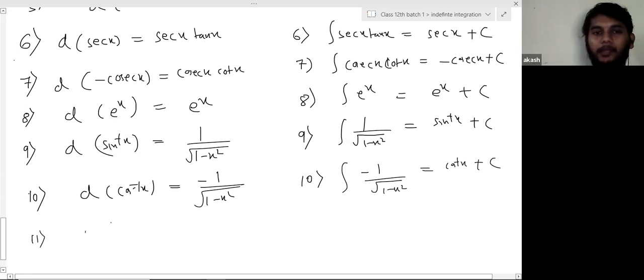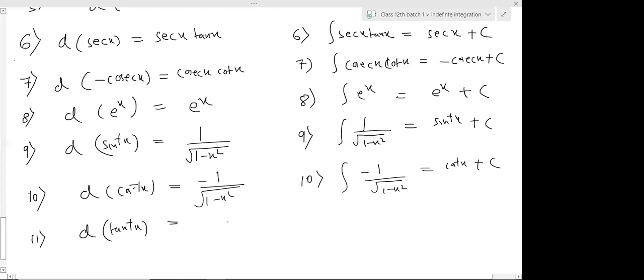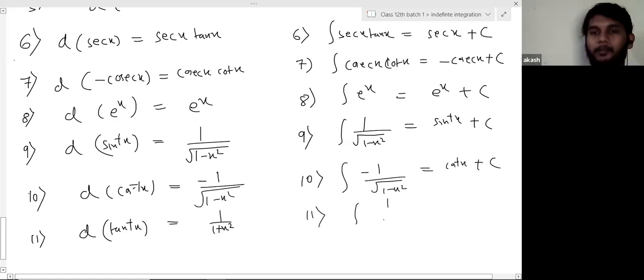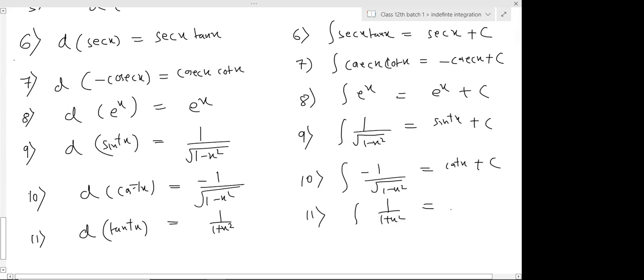Tan inverse we did not write. So tan inverse x, 1 by 1 plus x square. So integration of 1 by 1 plus x square is tan inverse x plus c.